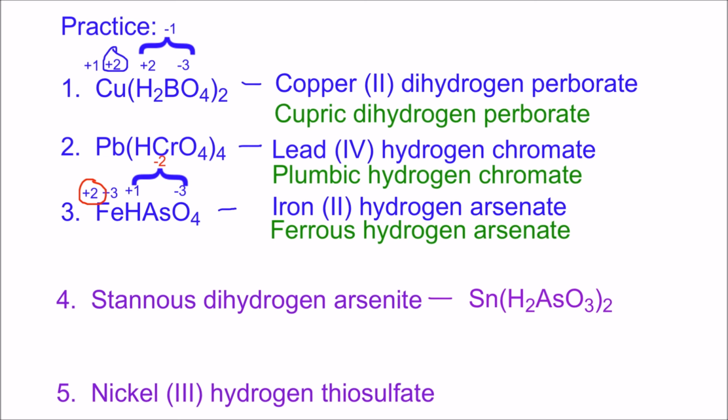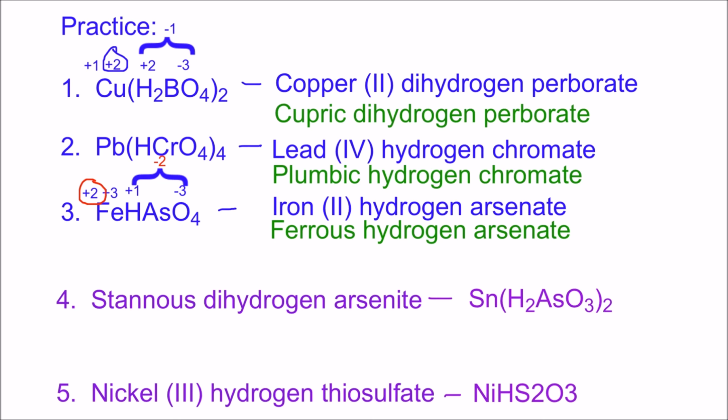Okay, now let's do this last one. This one I've thrown in one of those polyatomic anions that you're supposed to memorize, so be aware of that. First thing we're going to do is write the symbol for nickel. Then we have hydrogen, so let's write the symbol for that. And then we have the thiosulfate ion, so let's write that down.